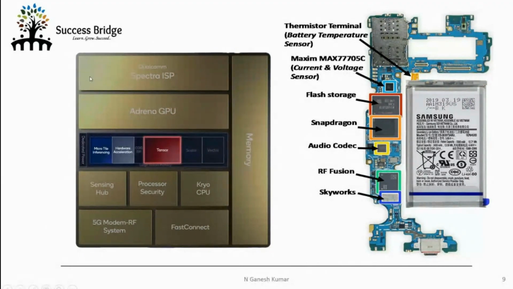And on the left side, you see a block diagram representation of your Snapdragon processor. This particular chipset has inbuilt GPU, sensing hub, processor security, Kryo CPU, fast connect, and 5G modem system with memory. So as a semiconductor engineer, digital design engineers work only on the digital part, which can be written through Verilog coding. Only the digital part. So you verify the digital part, add testing logic to that, and provide test vectors to the tester. That is the role of a DFT engineer.